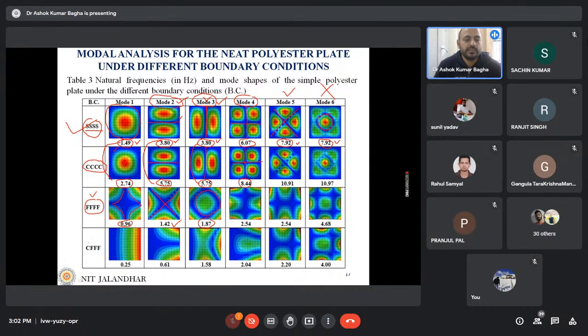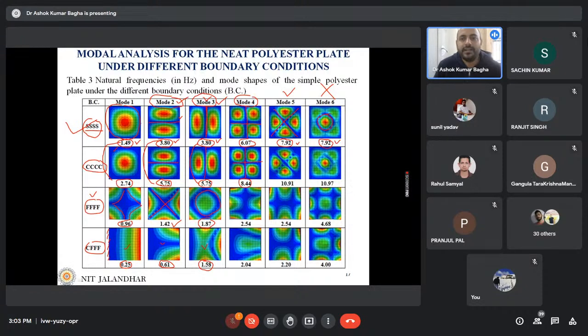This is the cantilever case also. When the plate is cantilever, it is fixed from one edge. There are four edges of the plate, so it is fixed at one edge and the other edges are free. Again, for the first fundamental frequency, this is the mode shape. For the second fundamental frequency, this is the mode shape. For the third fundamental frequency, this is the third mode shape.